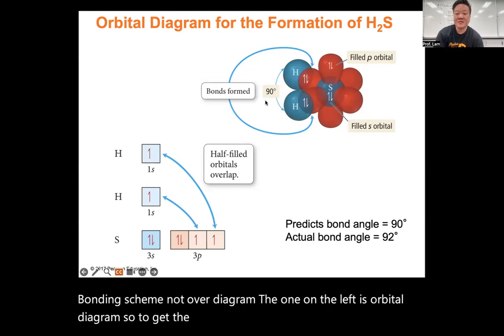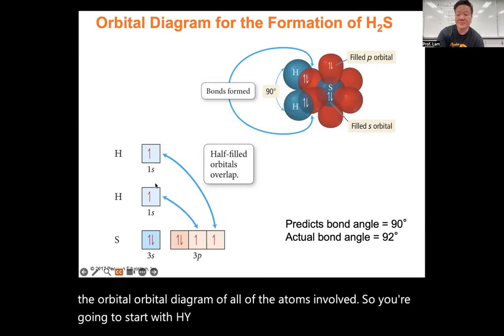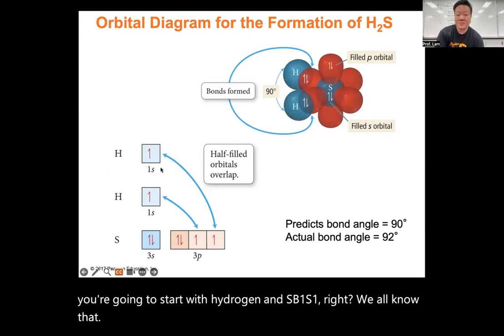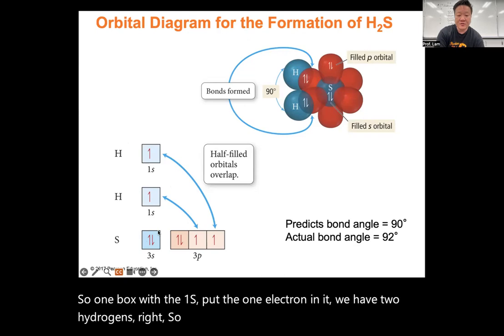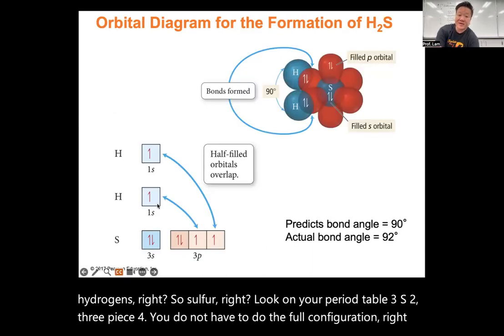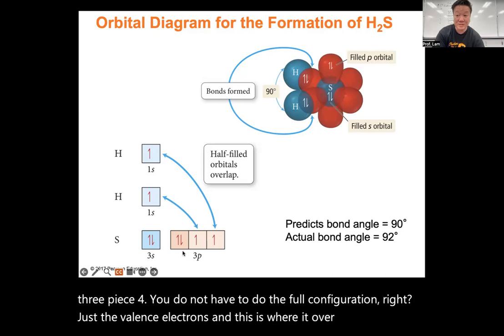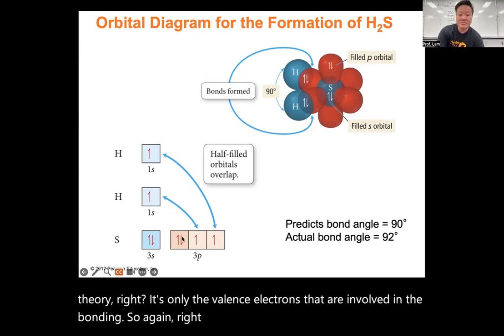So to get the bonding scheme here, you need to start with the orbital diagram of all of the atoms involved. So you're going to start with hydrogen, 1s1. We all know that. So one box for the 1s, put the 1 electron in it. We have two hydrogens. So sulfur, look on your periodic table, 3s2, 3p4. You do not have to do the full configuration, just the valence electrons, and this is where it overlaps with Lewis theory. It's only the valence electrons that are involved in the bonding. So again, 3s2, 3p4. So that's how you would fill it out.